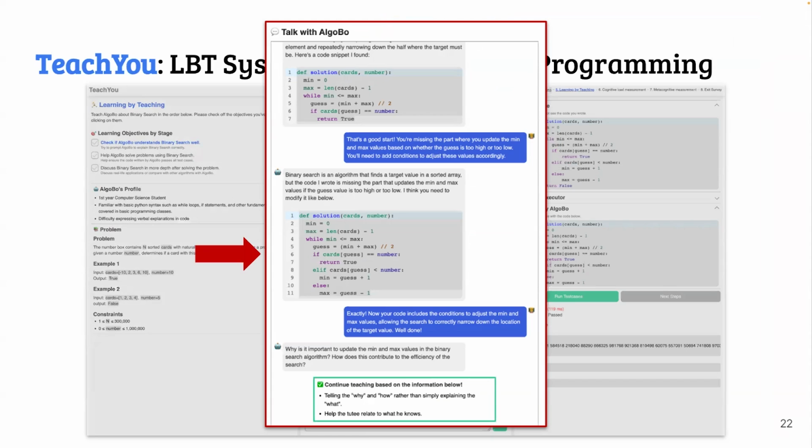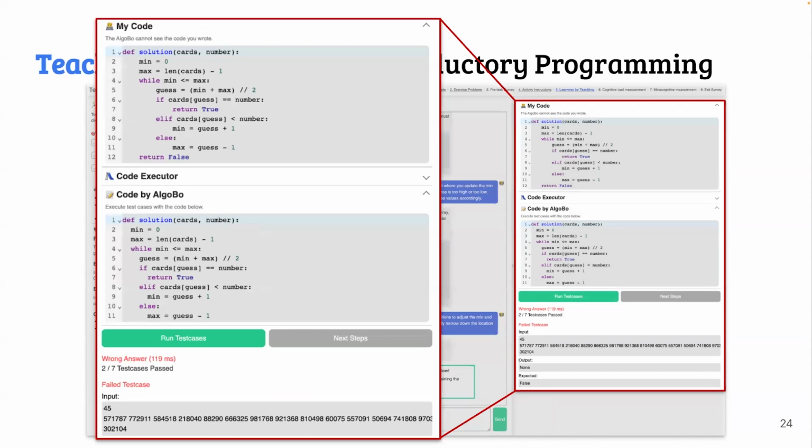AlgoBo shares its code and asks questions about algorithms, code, and learners' explanations. Throughout the conversation, TeachYou analyzes the conversation in real time and gives meta-content feedback and advice on learners' teaching methods. On the right side, TeachYou also provides tools to help learners conduct teaching. Learners can revisit their previous code, use a code playground, and run test cases on AlgoBo's code.